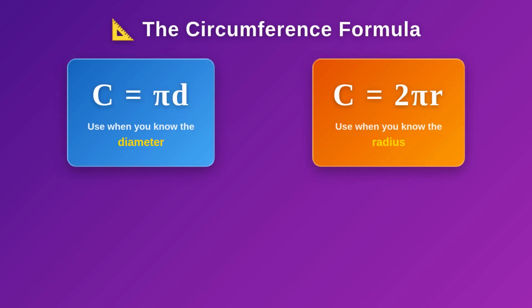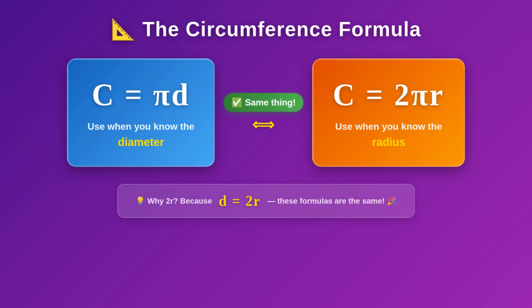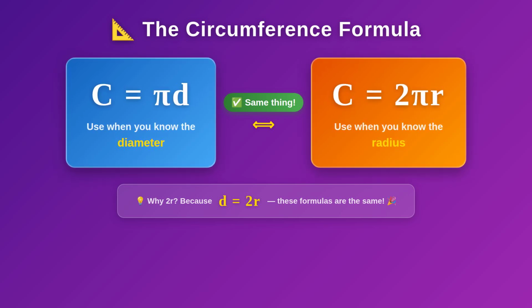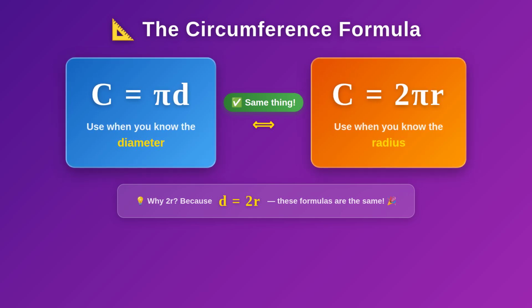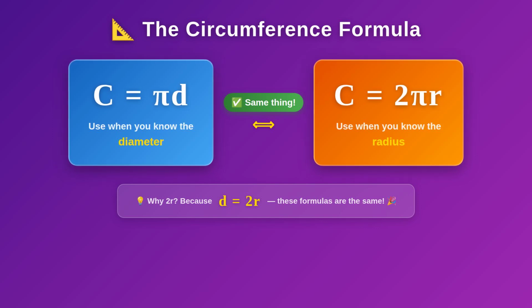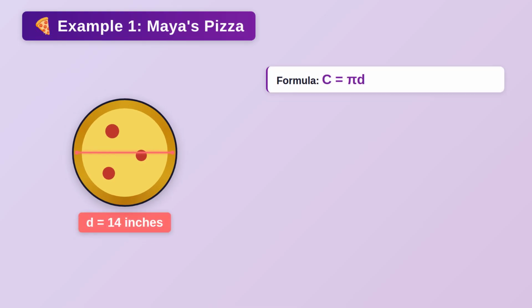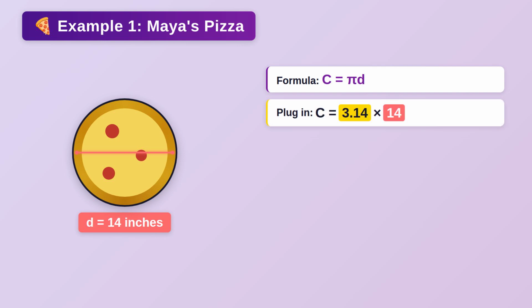All right, here it is, the formula Maya's been waiting for. There are actually two versions, and they both work perfectly. If you know the diameter, use c equals pi times d. If you know the radius, use c equals 2 times pi times r. Why 2r? Because diameter equals 2 times the radius. These two formulas are really the same formula wearing different outfits. Maya can use either one depending on what measurement she has. Let's write them both down. These are keepers.